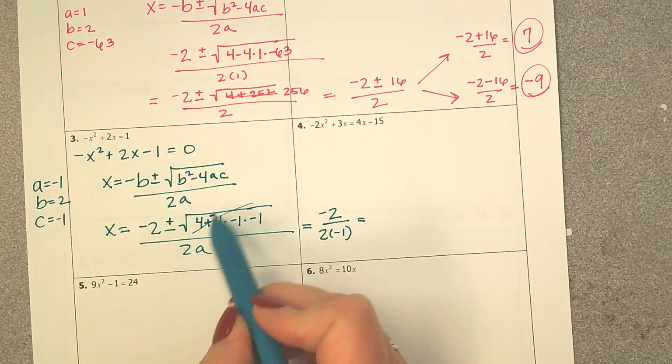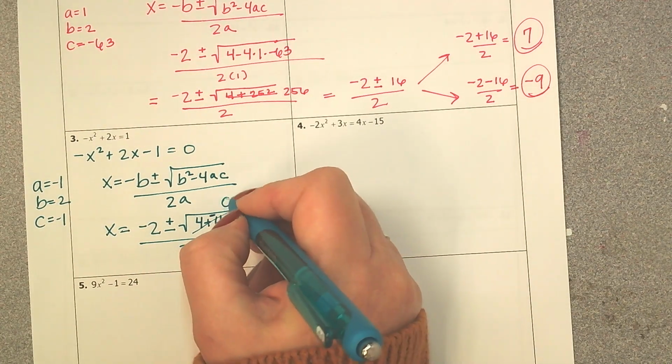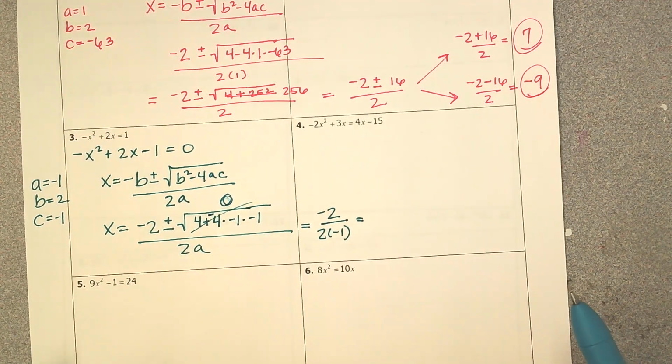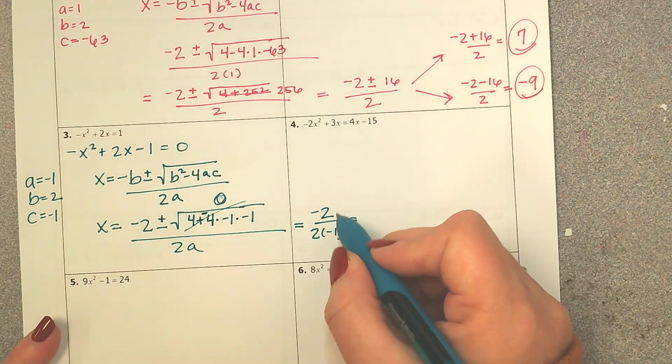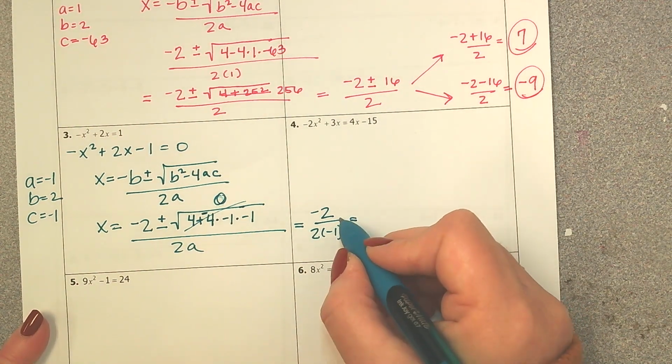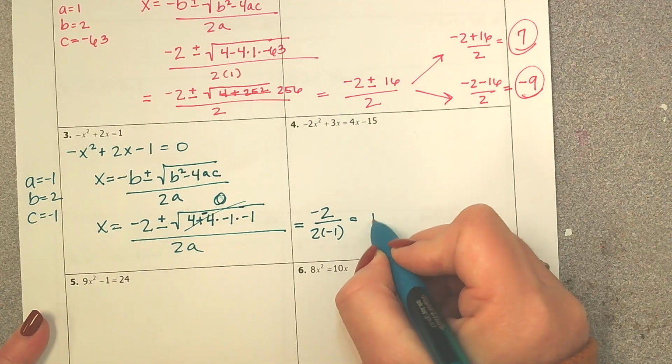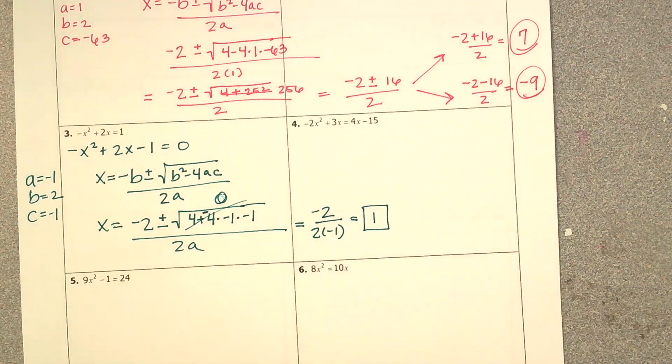Because if this is 0, you don't have to add or subtract anything. It's plus or minus 0. It's not going to change anything. So we just have one solution. Negative 2 divided by negative 2 is 1. Your one solution, x equals 1.